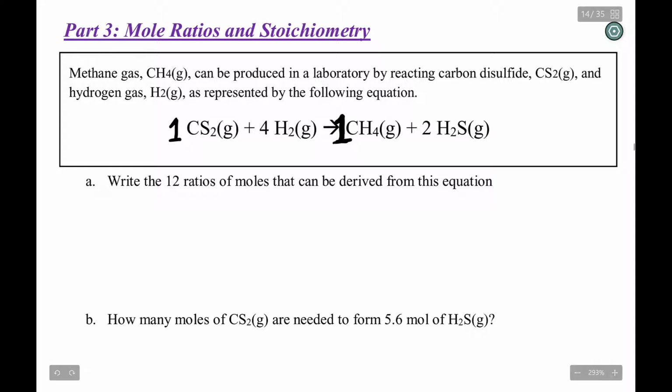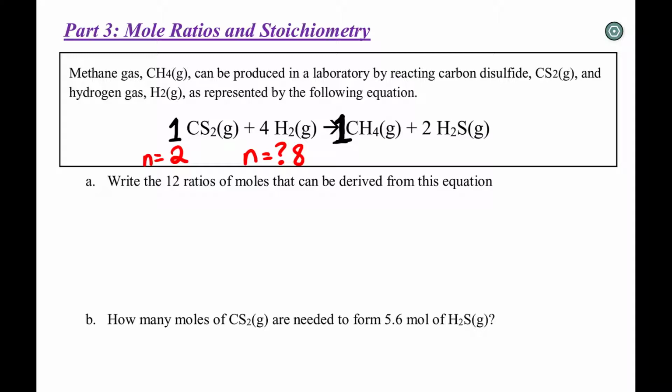So if I know it takes 1 molecule of this to react with 4 molecules of this, and I propose the question, well, what if I had 2 moles of CS2? I mean, how many moles of H2 would you need to react with it? Well, our brains can comprehend that very easily. I know a 1 to 4 ratio is really the same as a 2 to 8 ratio. No problem. Easy. That's just stoichiometry. That is the simplest way to do stoichiometry.